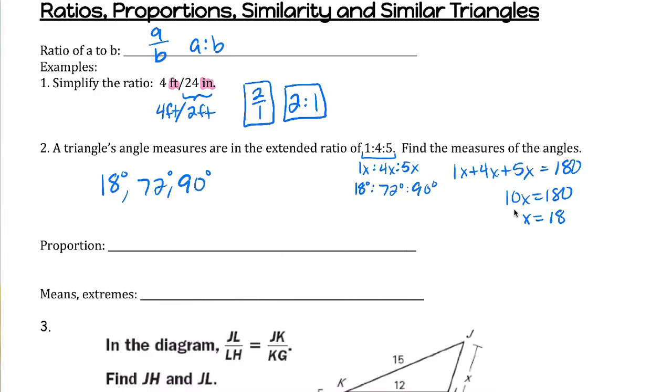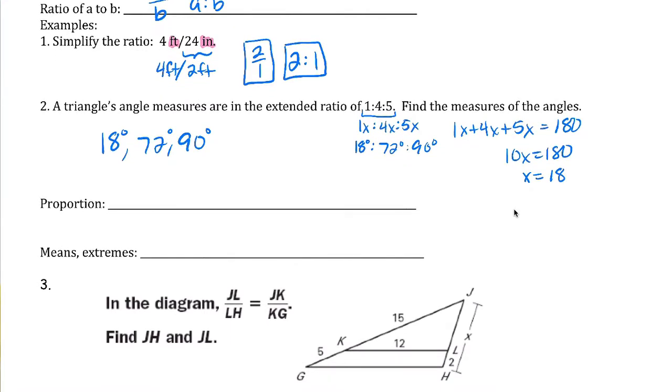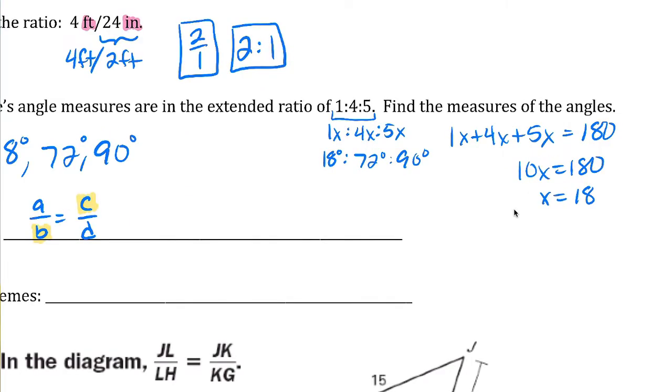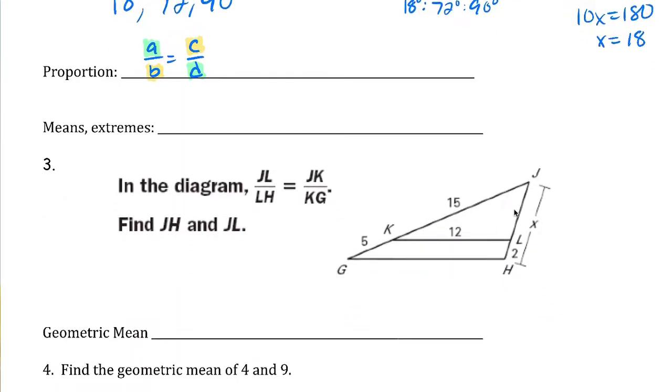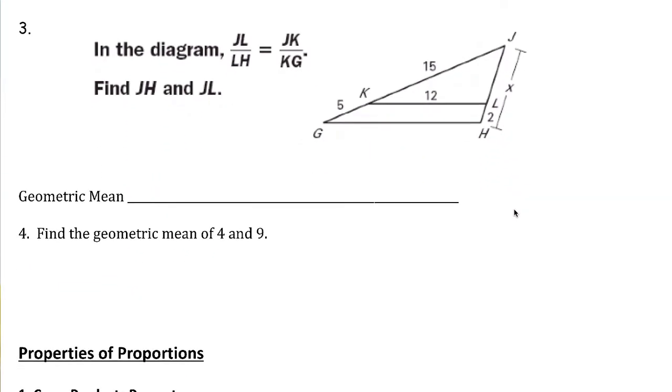A proportion is when you have two ratios equal to each other, such as A over B equal to C over D. In any proportion, you have pieces that are called the means and pieces that are called the extremes. The means would be B and C in this proportion, and the extremes will be the numbers A and D. So you've got your means and your extremes in every proportion.